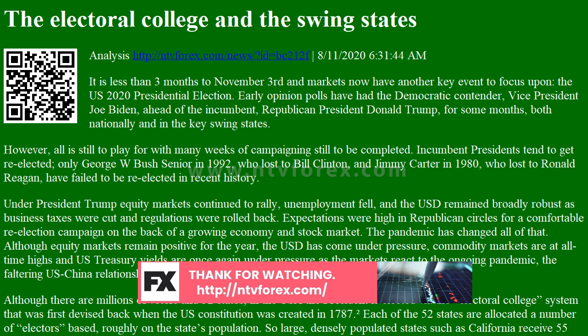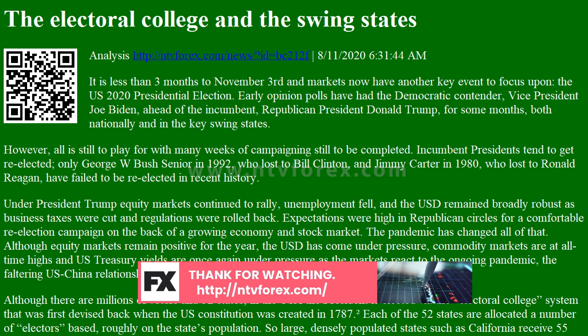Although equity markets remain positive for the year, the USD has come under pressure. Commodity markets are at all-time highs and U.S. Treasury yields are once again under pressure as the markets react to the ongoing pandemic, the faltering U.S.-China relationship, and a desire for safe haven assets.